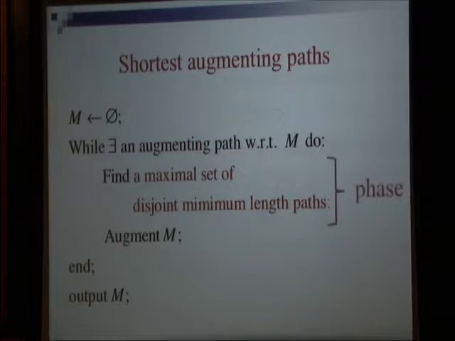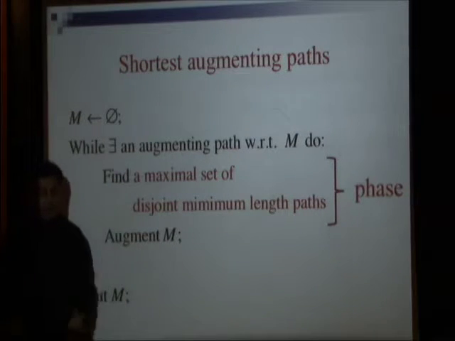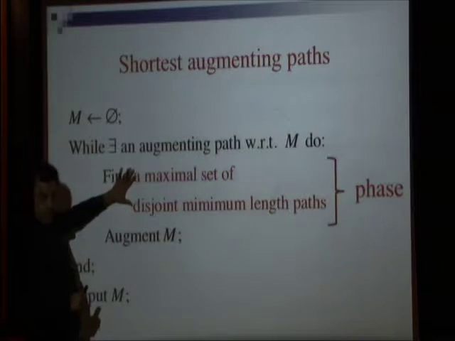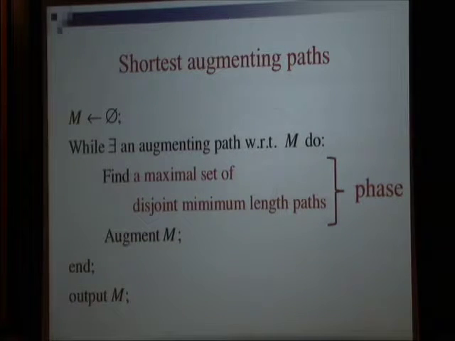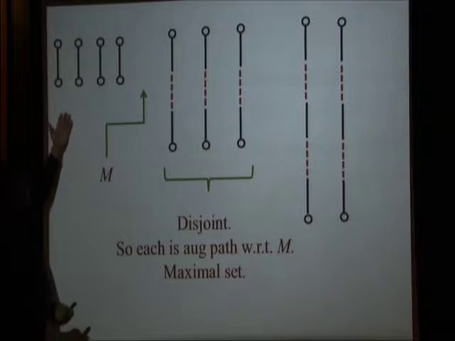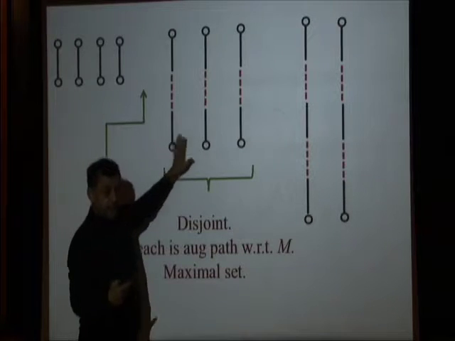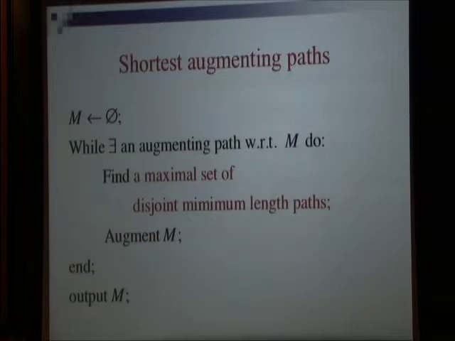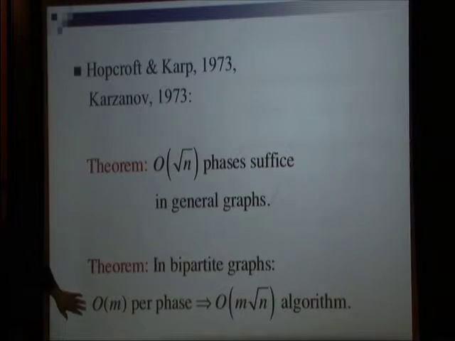So this is our new scheme, okay? Find a maximal set of disjoint minimum length augmenting paths in each phase, and we'll call it a phase, okay? They're all disjoint. And the question is, how fast can you do this? Maybe you don't have to spend as much time as E times the number of paths. Maybe you can do it in E or M, right? Maybe you can do it in M itself, right? That's the hope. And indeed, in bipartite graphs, you can find it in M per phase.